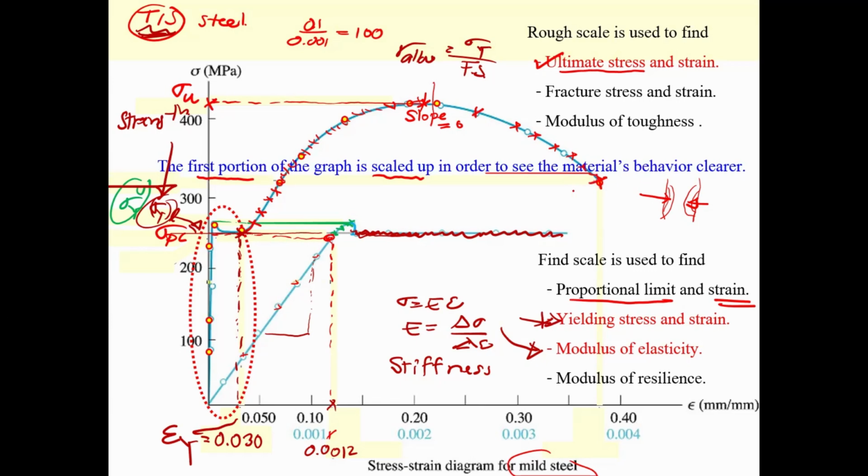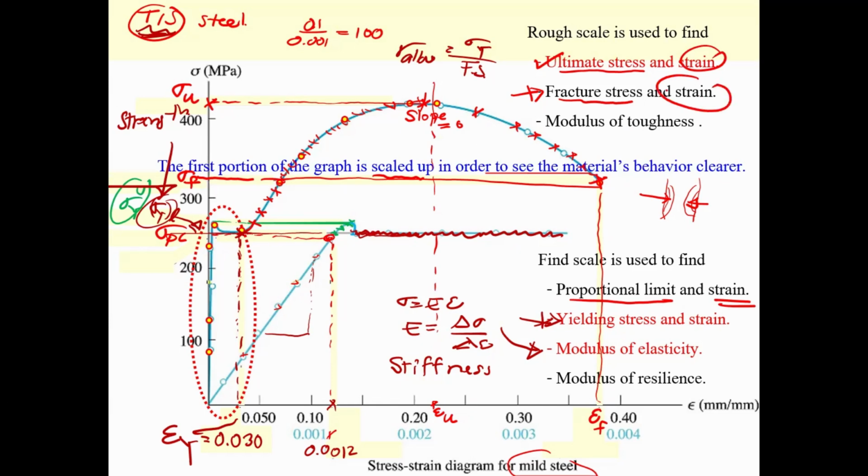As the specimen separates into two pieces, we will have this one to be sigma sub f, which is going to be the fracture stress. The fracture stress corresponds to the fracture strain over here. Also, the ultimate stress over here corresponds to this point, to be the ultimate strain. Fracture strain will be determined based on the upper scale.